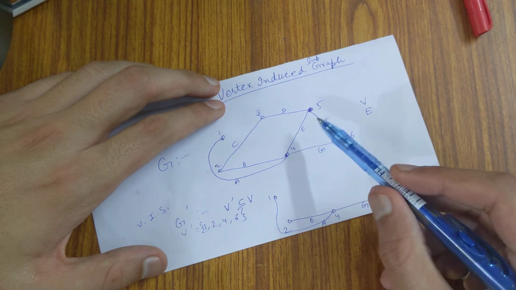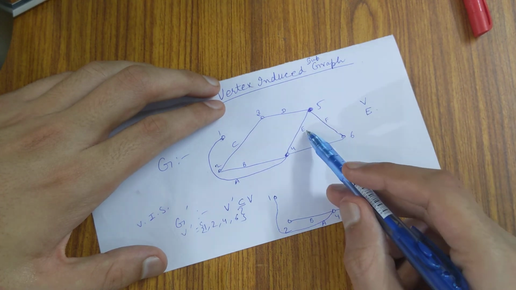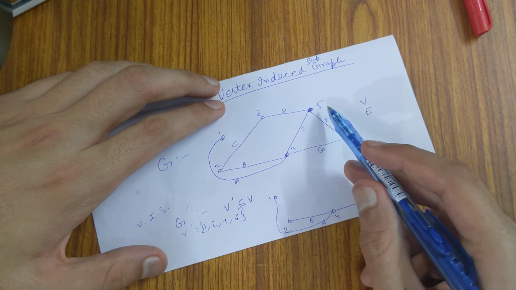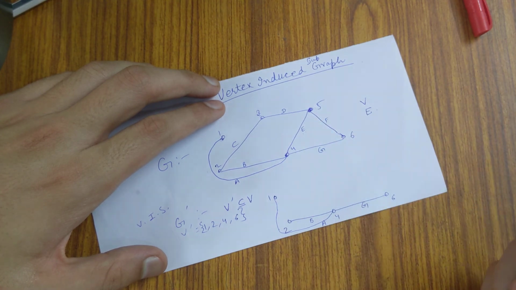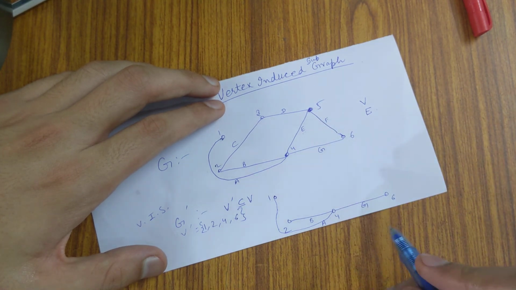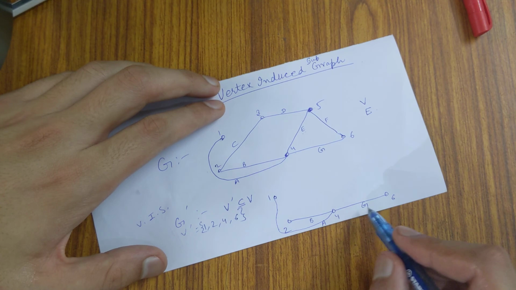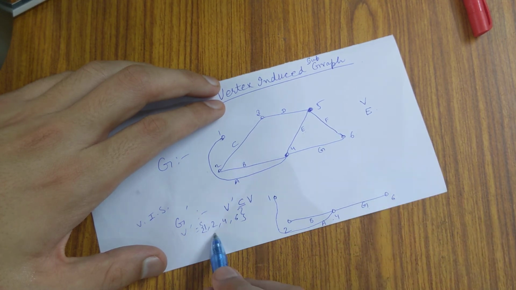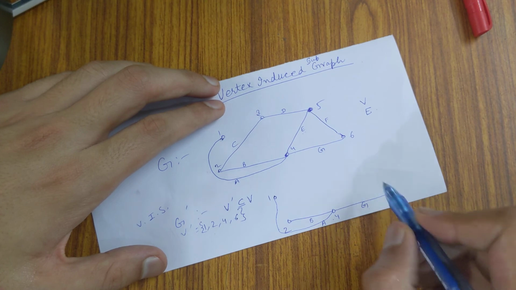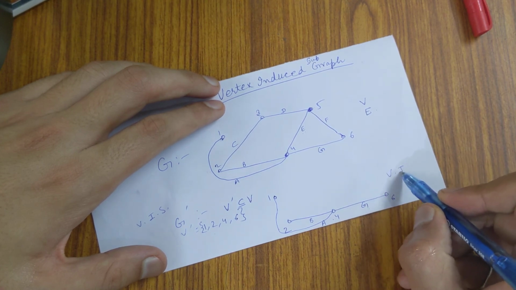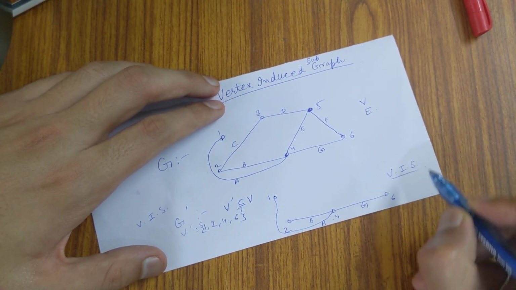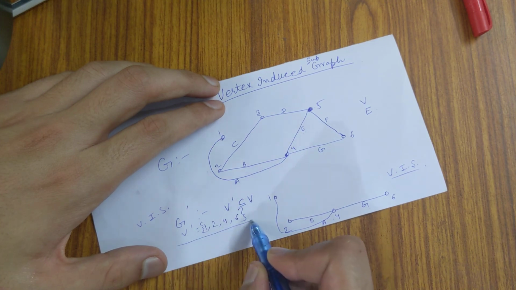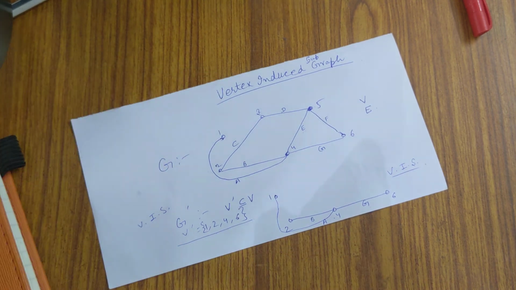Now we consider the next edge E. E is not there because 5 is not a part of the V dash. Now we consider F. F is also not there because 5 is not part of V dash. But G is there because 6 and 4 are part of V dash. So this is our vertex induced subgraph having this particular subset of vertices.